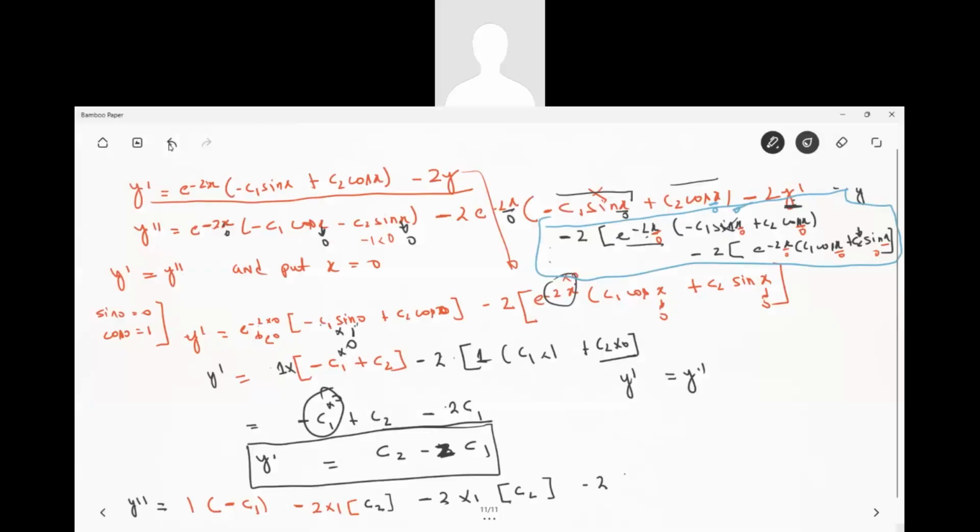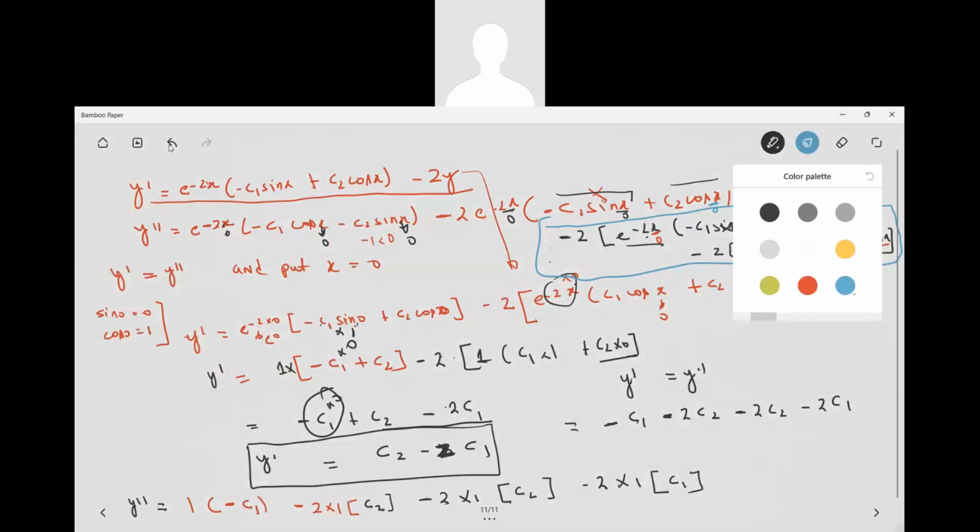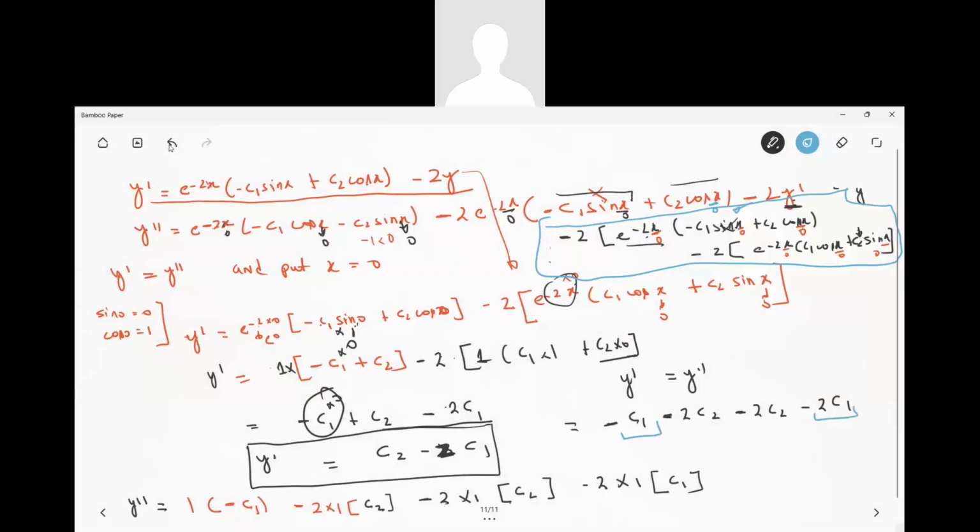Again, minus 2, then to the power 1. Then this c1 cos 0. So c1 is there, right? C2 vanishes. I'm left with this. So now if I see here, this is my minus c1 minus 2c2 minus 2c2 minus 2c1, right? So if I combine the terms, this is minus c1 and minus 2c1. So this will become minus 3c1, correct? And minus 2c2 minus 2c2 will become minus 4c2, correct?